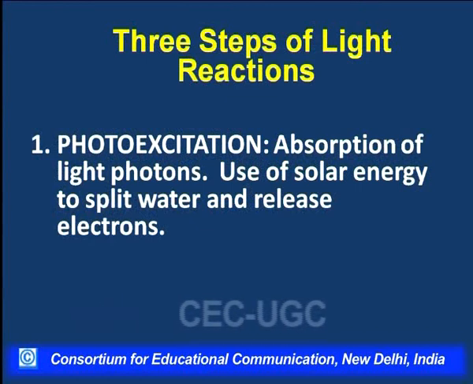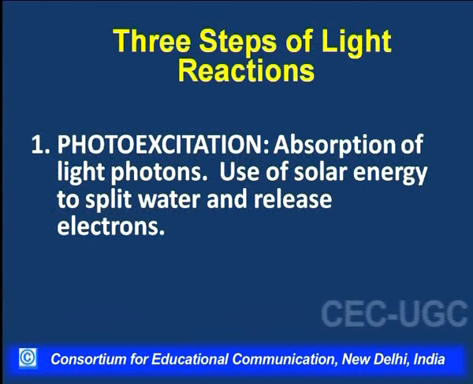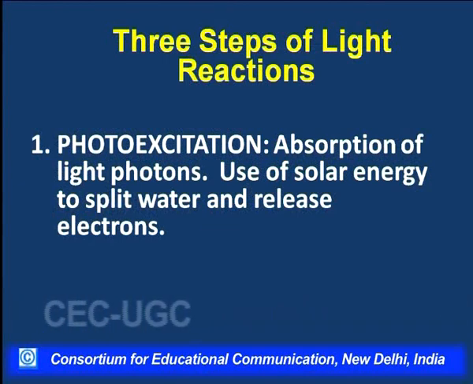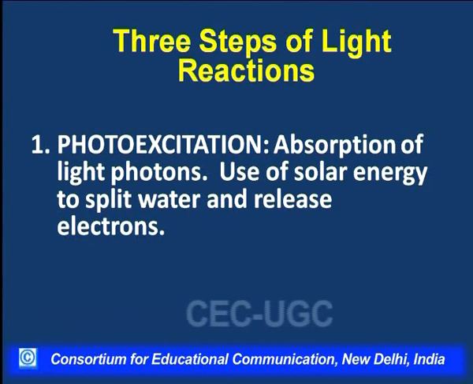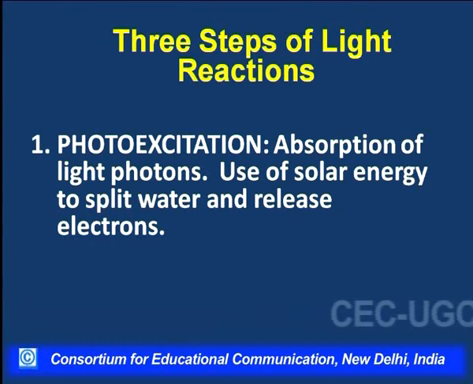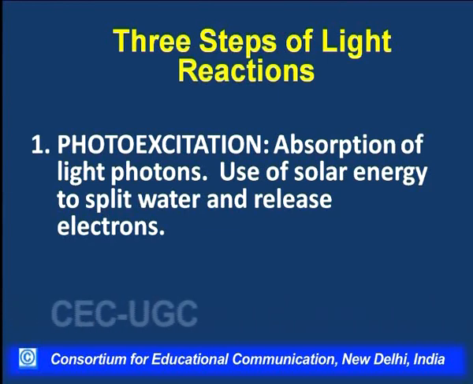Now, it would mean that the light reaction would include three important parts. The first part, which we will study in detail, is the photoexcitation. How is it brought about, how the photons are absorbed, and how ultimately it results in the splitting of water and release of electrons. Because if the release of electrons is there from the reaction center, then only the further progress can be made in the process.